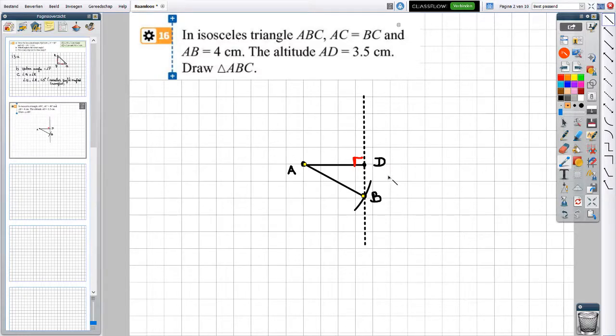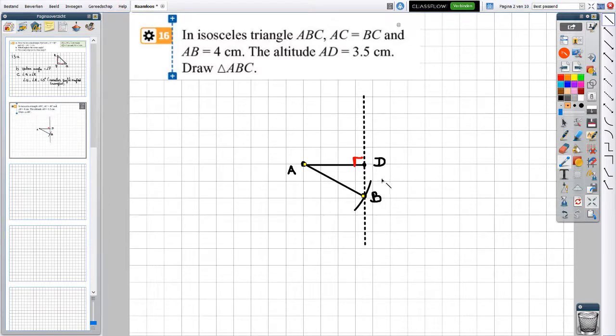Well, we know that AB is going to be my base. Why do I know that? Well, AB is 4 centimeters, and AC equals BC. So those two should be the legs of my isosceles triangle, and this should be my base. Which means that in this case, AC is going to be equally long to BC.